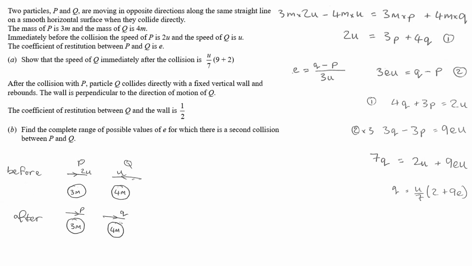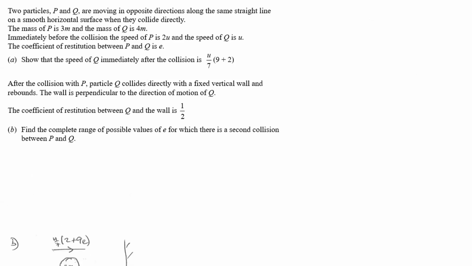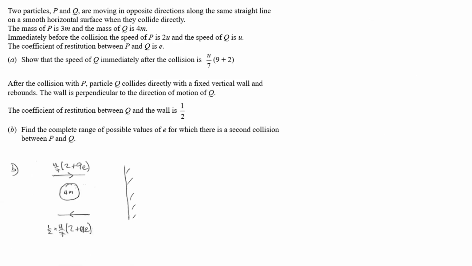Then it rebounds, the collision rebounds perpendicular, and the coefficient of restitution between the wall is a half. Find the complete range of values of E for there to be a second collision. Right, so it comes out hitting the wall with what we just worked out, and going back is going to be a half that, because the coefficient of restitution is a half. So after hitting the wall, it's coming off at U over 14 times (2 plus 9e) in brackets.